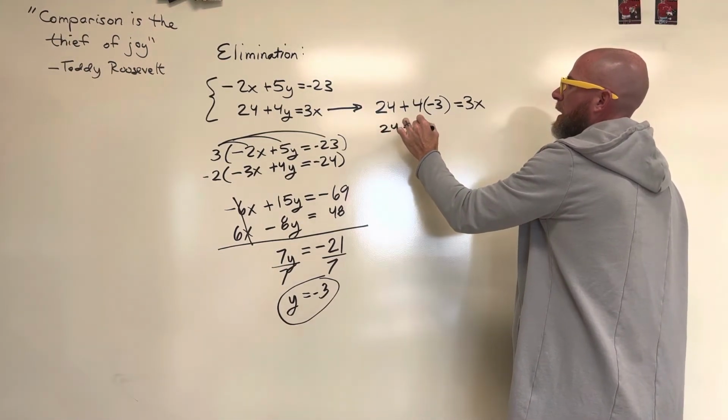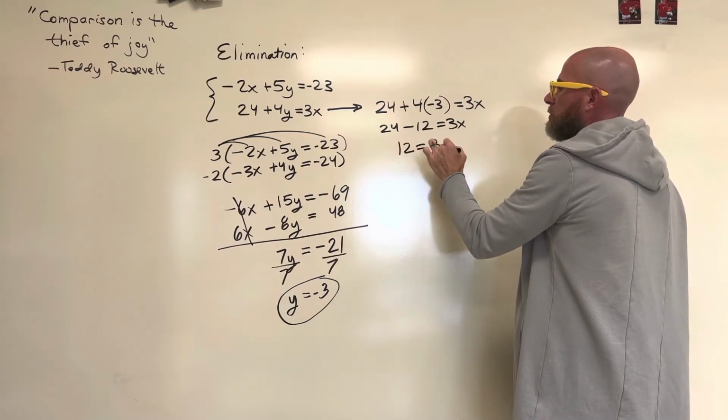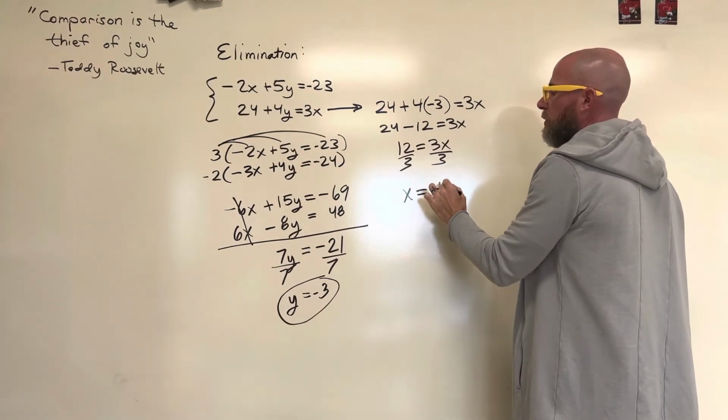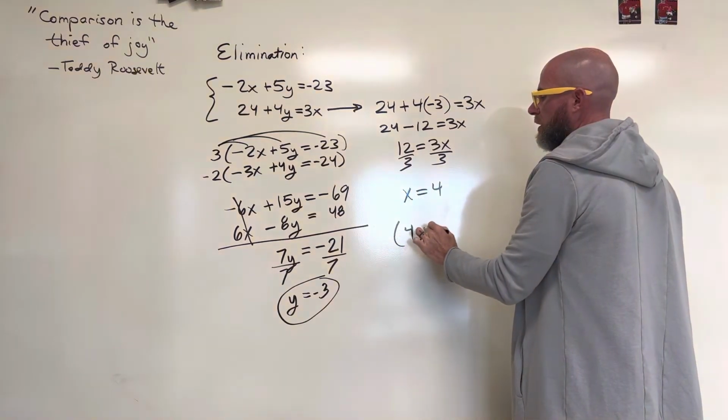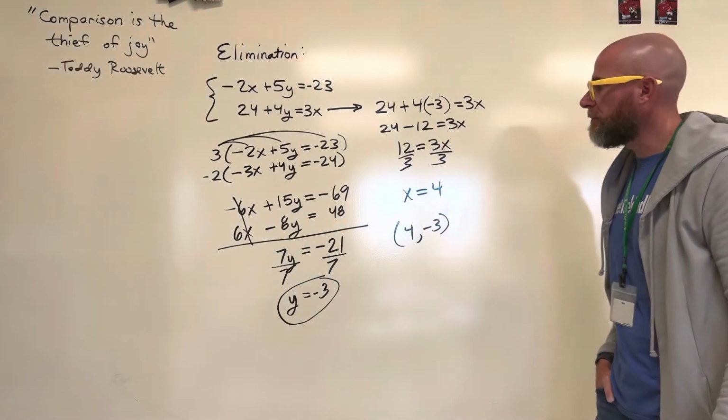24 minus 12 equals 3x. I have 12 equals 3x, divide by 3, x then equals 4. So I have then 4 comma negative 3 is my solution.